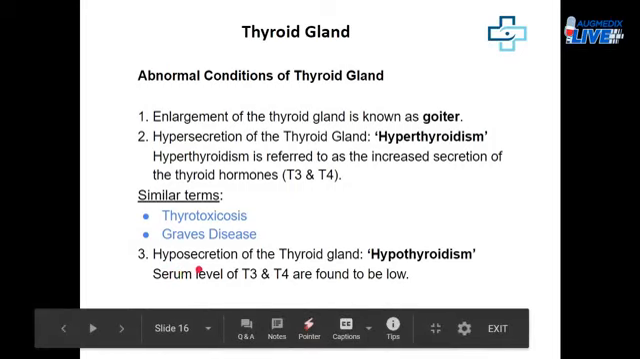Next, we have hyposecretion, which is known as hypothyroidism. So in this case, the level of T3 and T4 is low. Okay. Now, what does serum mean?